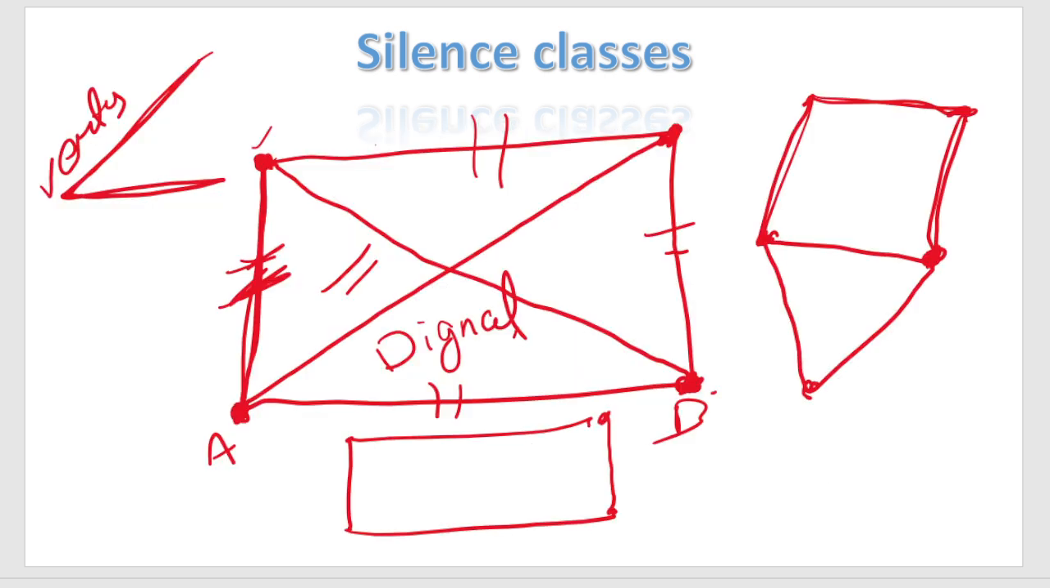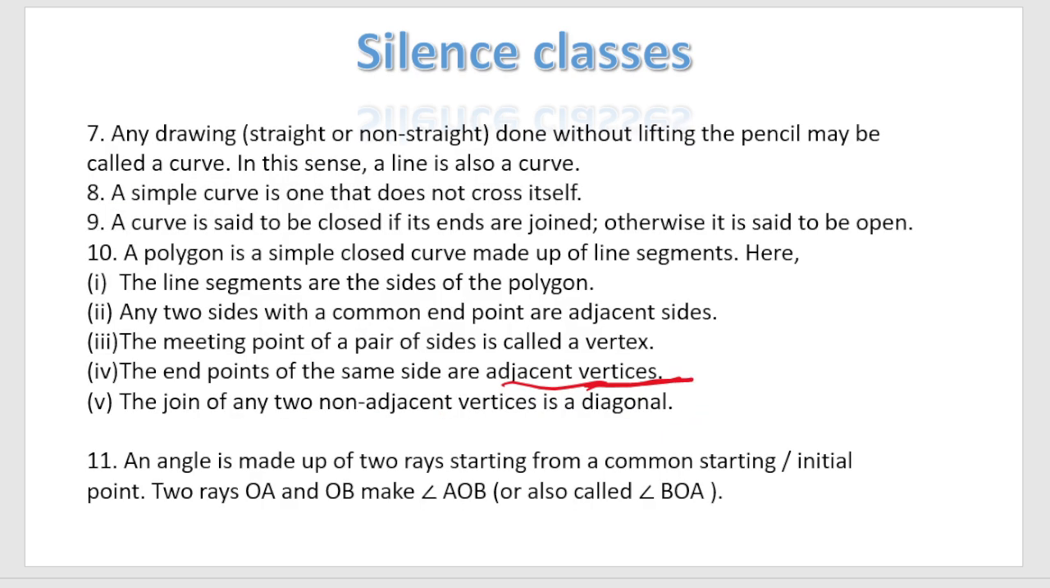See, this one and this one are not adjacent. This point and this point are not adjacent. This point and this point are not adjacent points. So we can say these are diagonals.